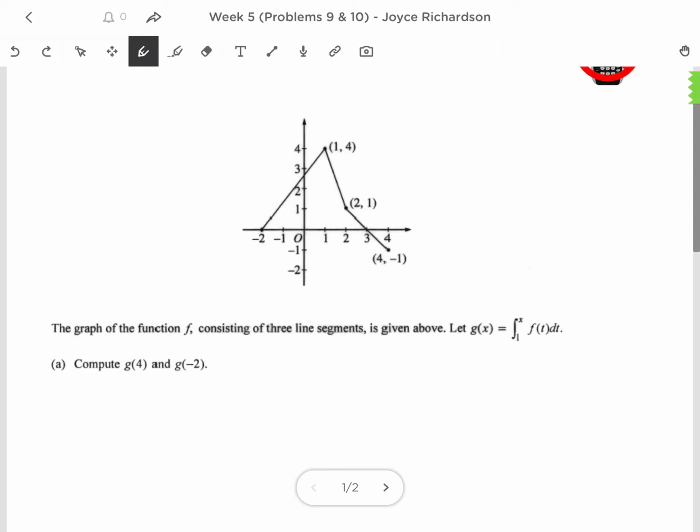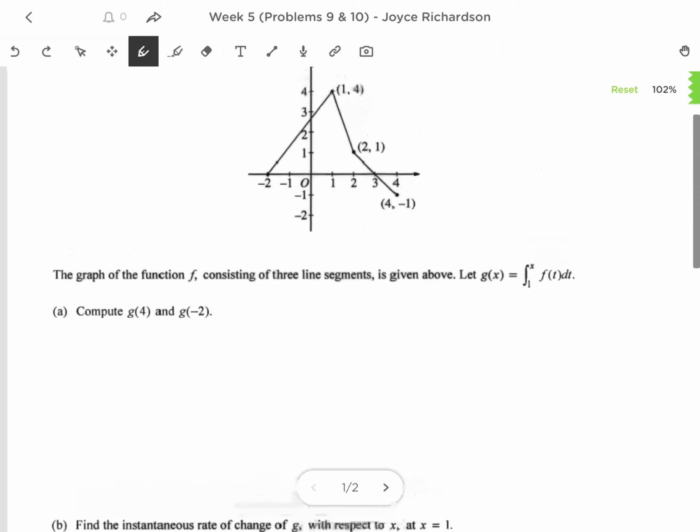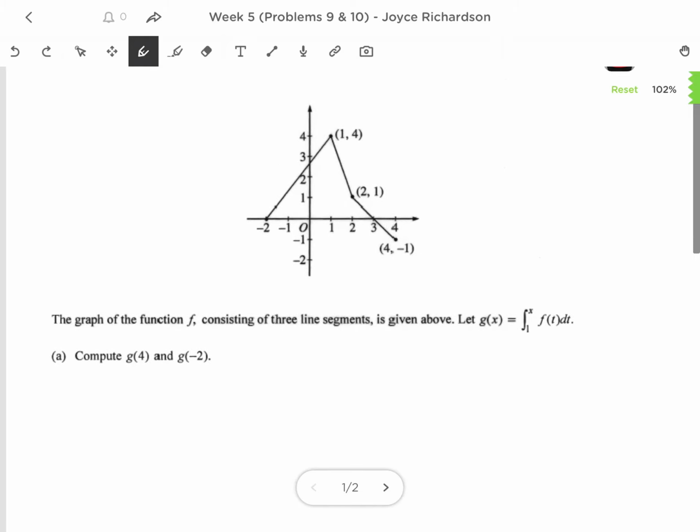Here we go. AP Calc, we got week 5, problems 9 and 10. Looking at problem 9 first. The graph of the function f consists of 3 line segments.